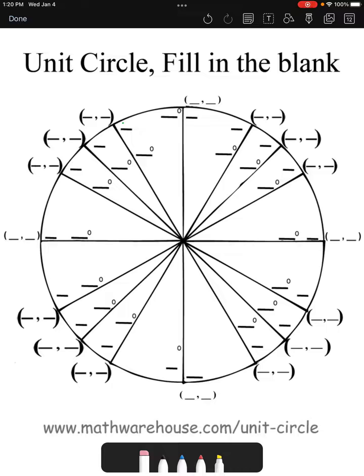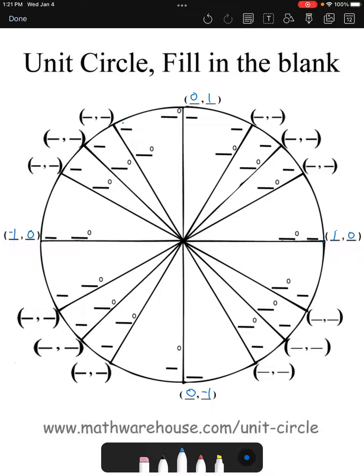So let's first start with the fact that we have a circle with a radius of 1, which then means that this point right here would be 1, 0. And then this point up here would be 0, 1. This point over here would be -1, 0. And this point down here would be 0, -1.